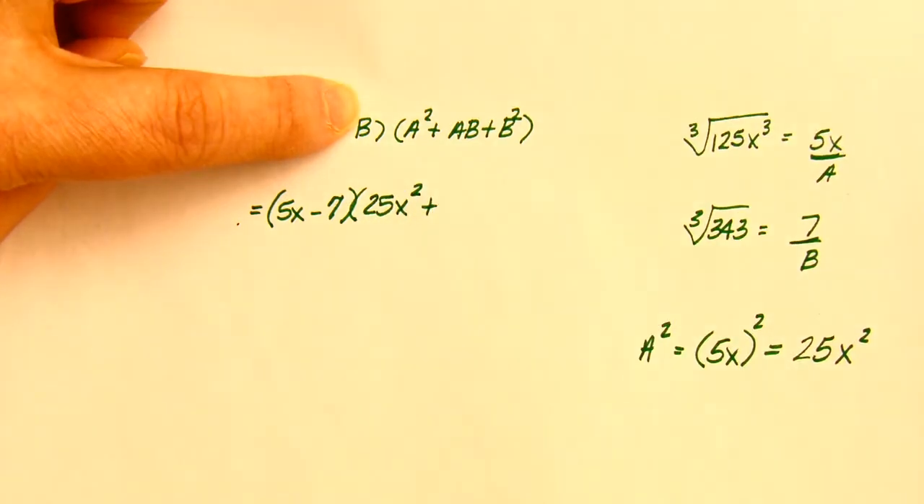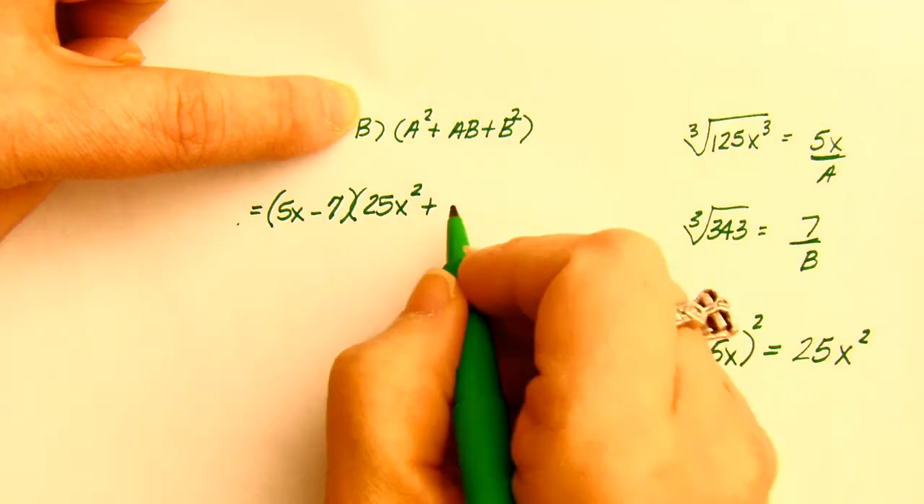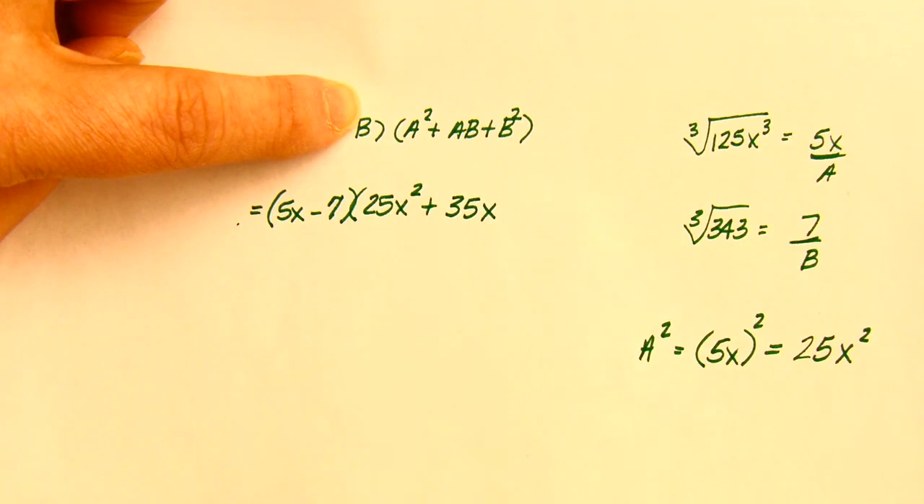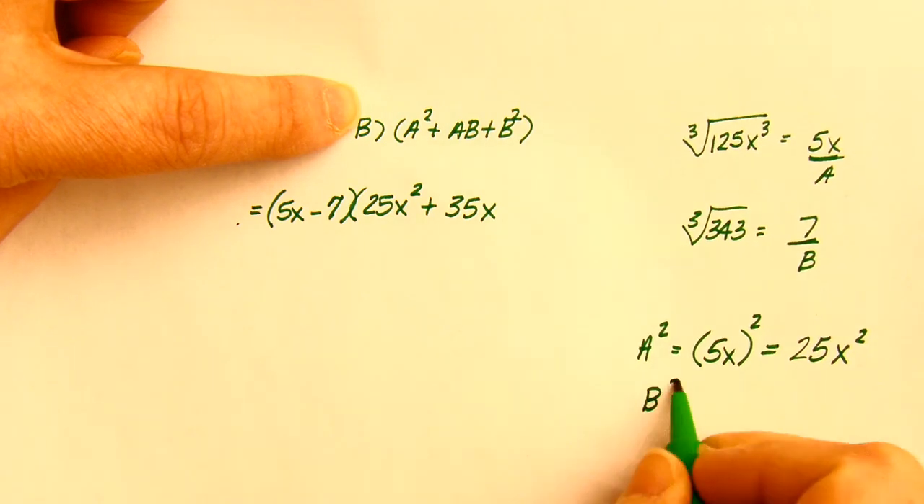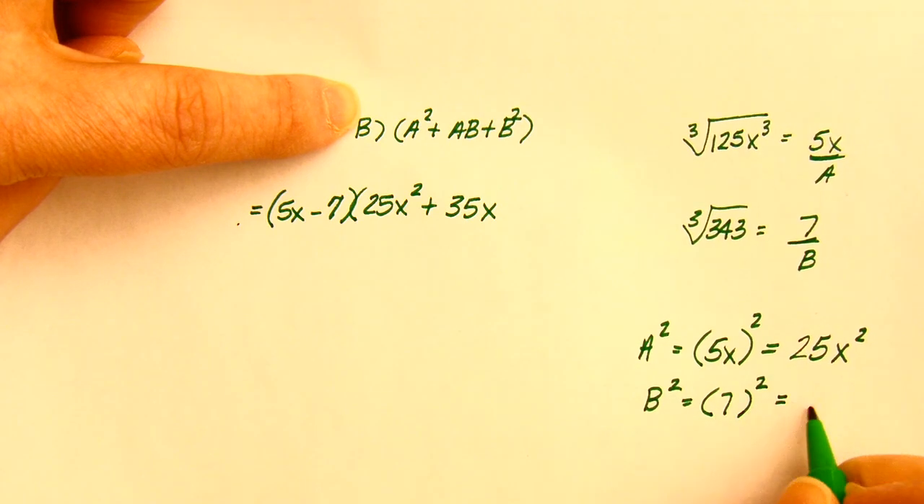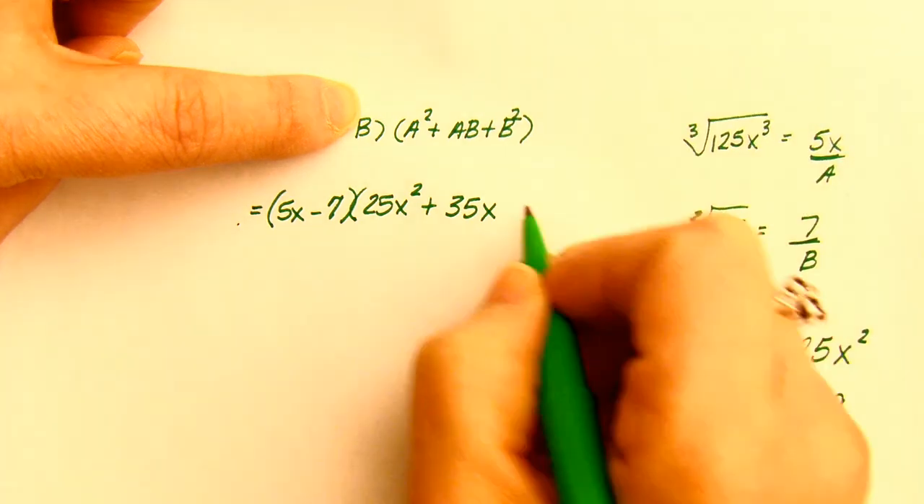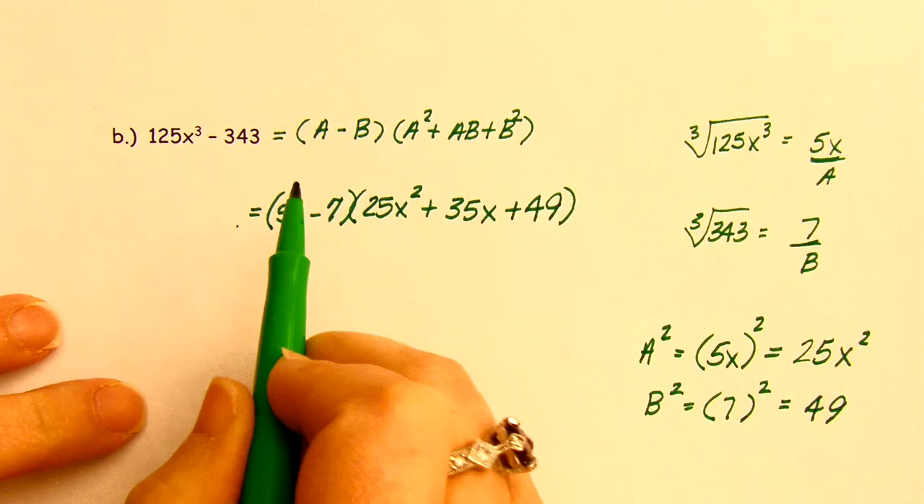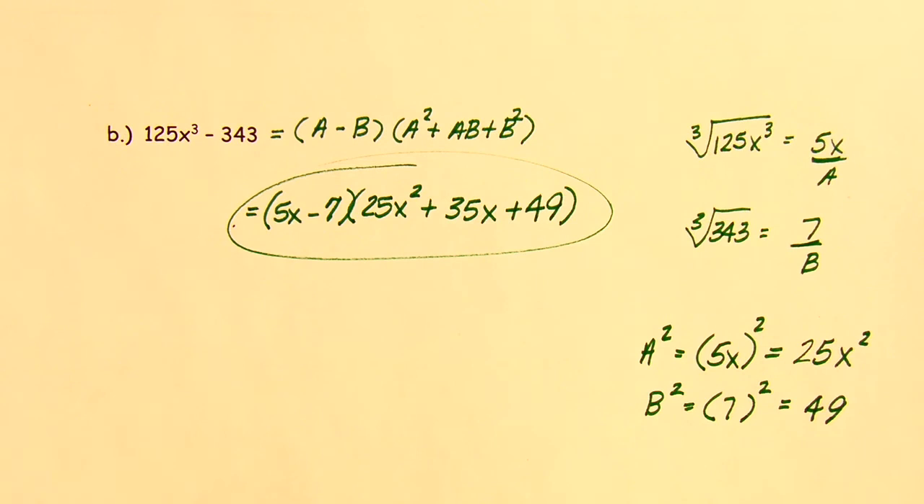Sign is plus from the model. 5x times 7 is 35x. And when you square your B, you know, B squared is what squared? Well, my B is 7. 7 squared is 49. And it's always plus on the end. And so this is the answer to how that difference of cubes will factor.